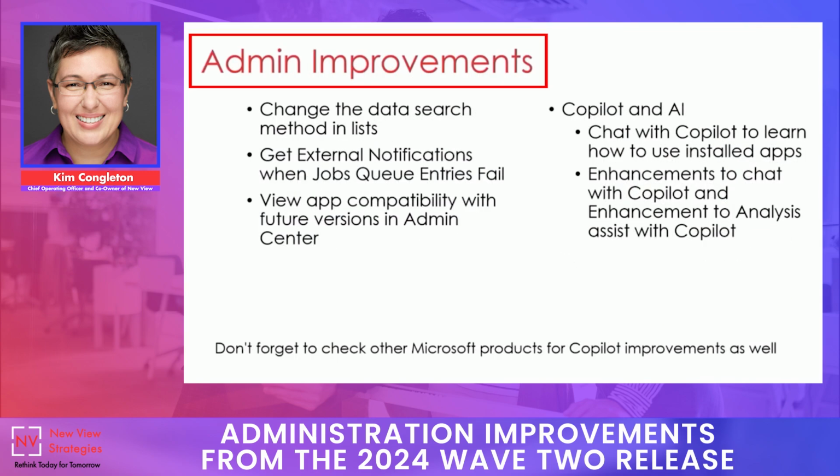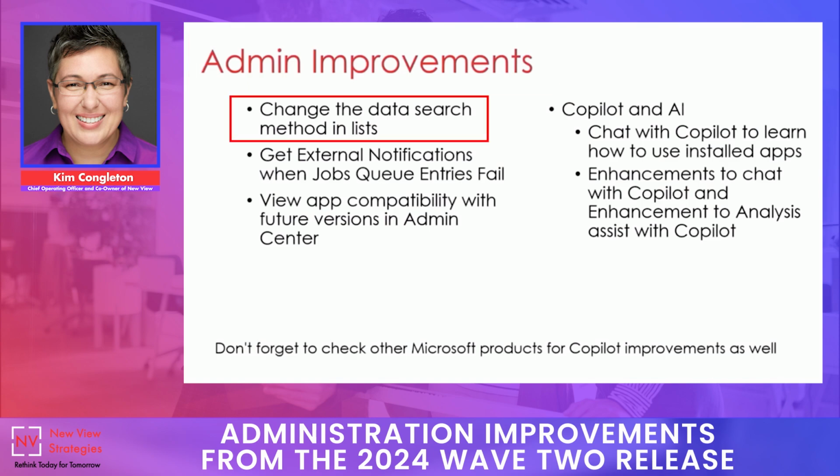Other exciting admin improvements that are coming are we can change the data search method in lists, and that means you're going to have the option to use the legacy search or the new modern search. The legacy search, the difference is it's searched across all columns. The new modern search is going to search across columns that are optimized for full text search matching. So it's going to be faster. That's not available for all tables yet, but it will be, hopefully.